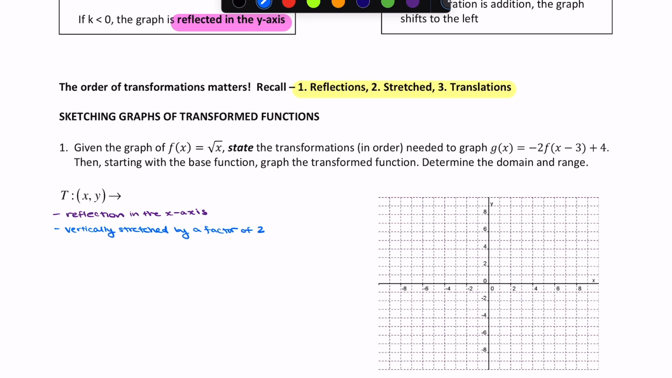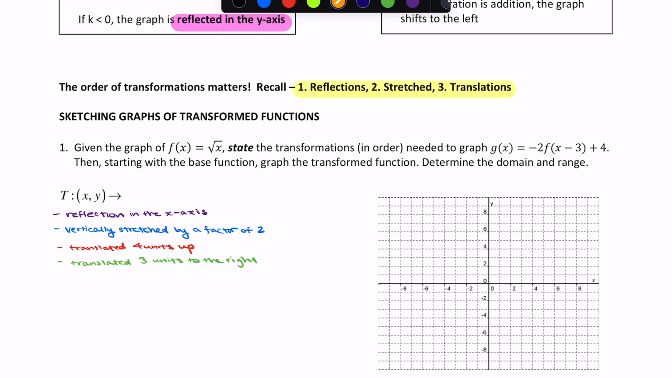And then finally, we look to see if there are any translations. Here it is translated 4 units up, and it is translated 3 units to the right. Remember, it is the opposite of the sign that's there. Here it's x minus 3, which means that it moves 3 to the right.